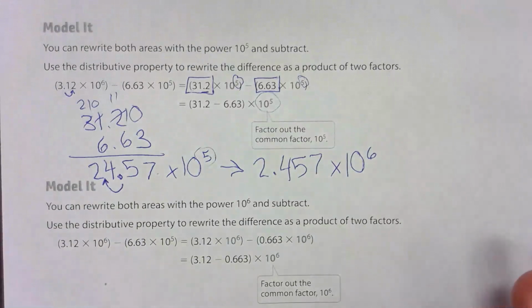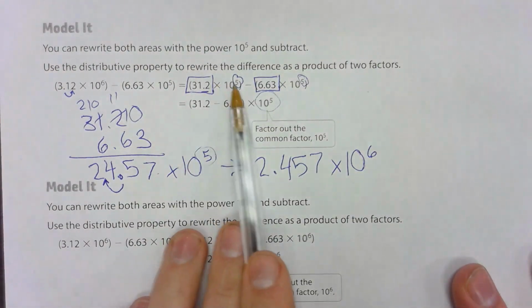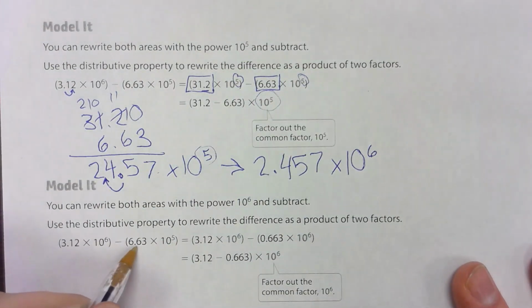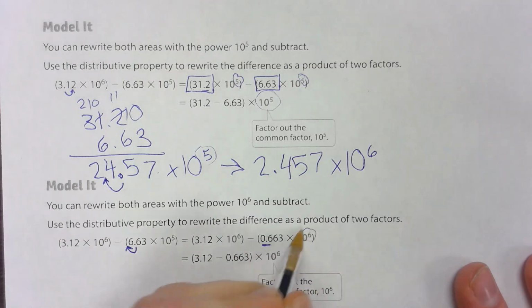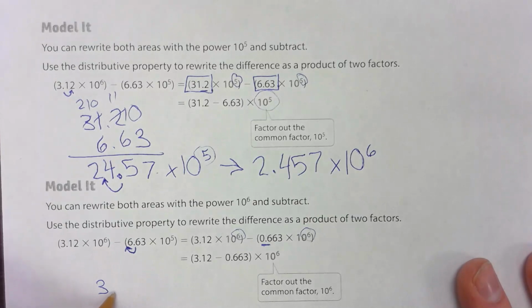Okay. The other way we can do it is, we notice we've got to make these powers the same. We could increase this one by moving this to the left. Whenever we move our decimal to the left, we increase that exponent. So they did that, and they got a 6 now. Now these are the same exponents, and same thing. You can do 3.12 minus 663. Boop.